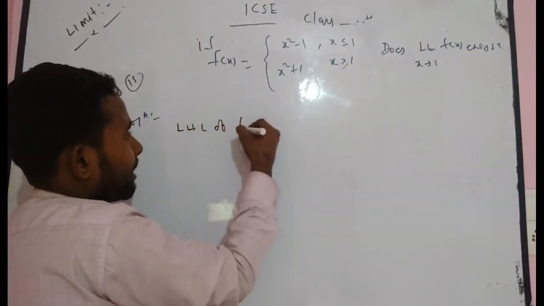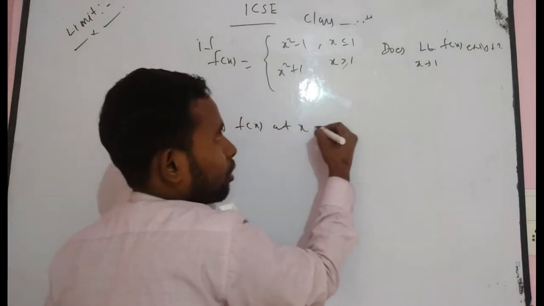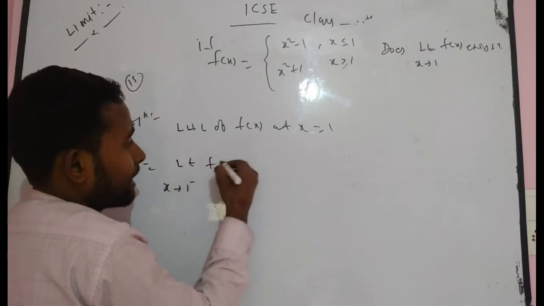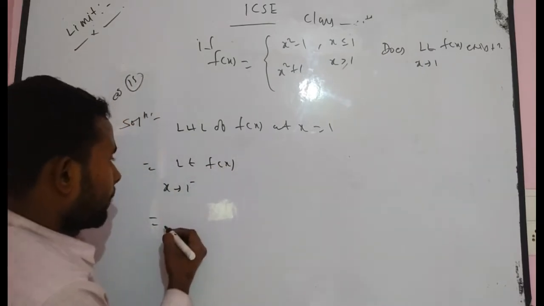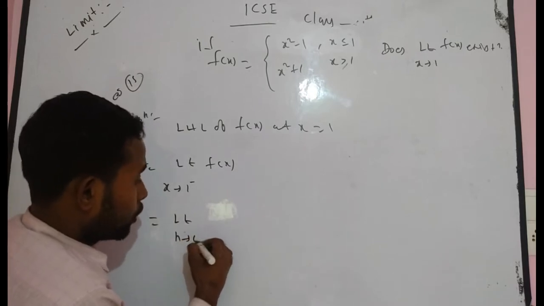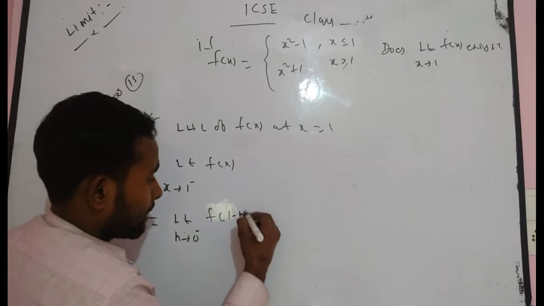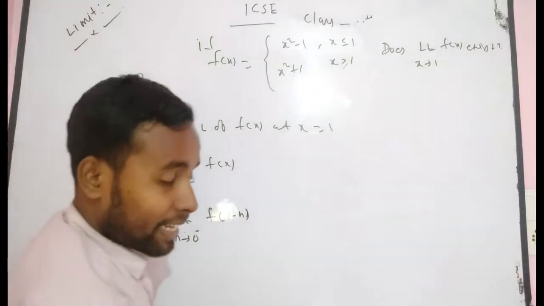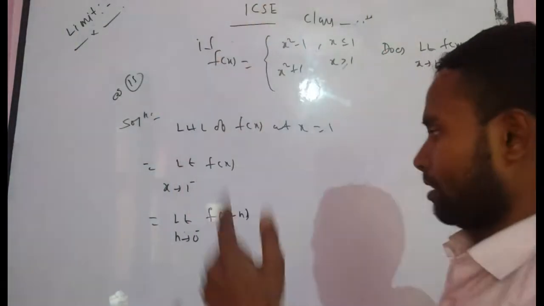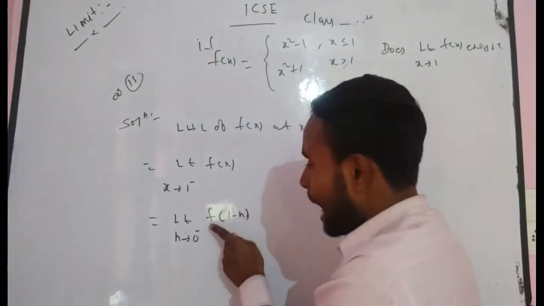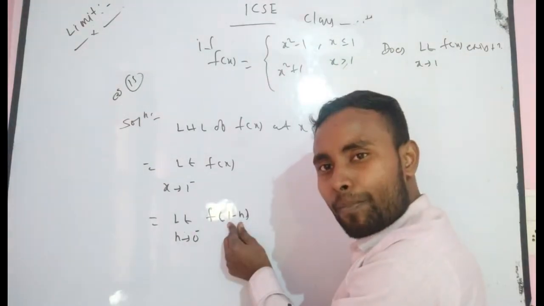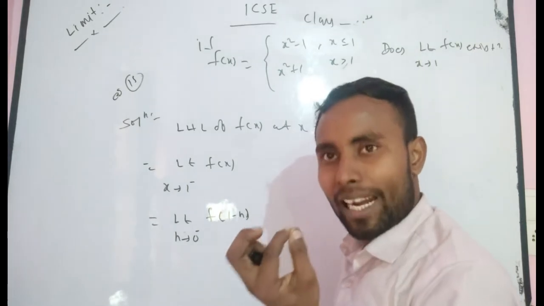LHL of f(x) at x equal to 1 will be limit x tends to 1 from left hand side f(x). Can you write? Now, limit h tends to 0 from left hand side f(1 minus h). Now, there arises a simple concept. Be careful here. This is f(1 minus h). What is the value of 1 minus h? Slightly less than 1.